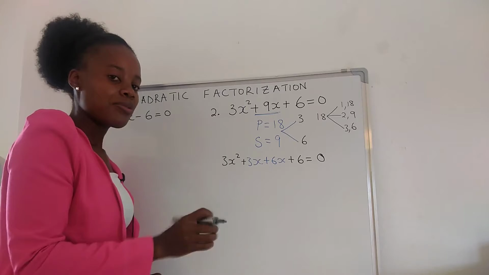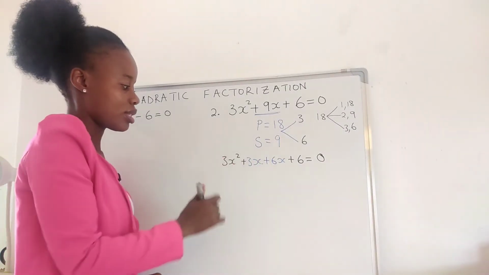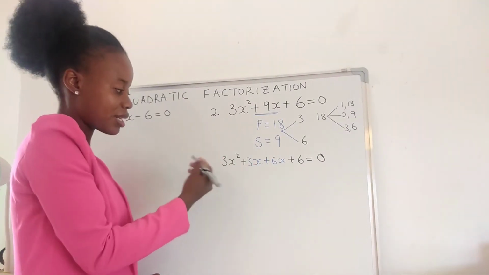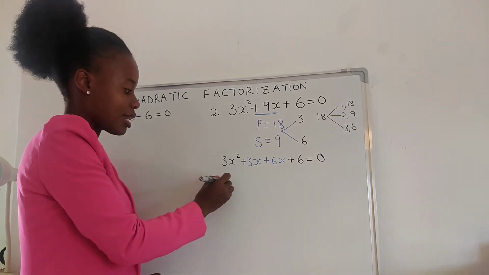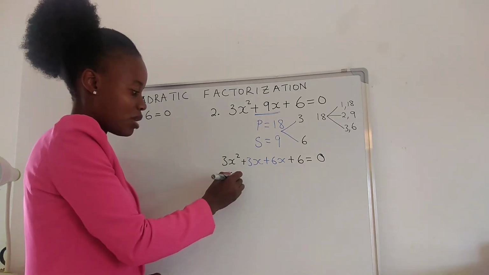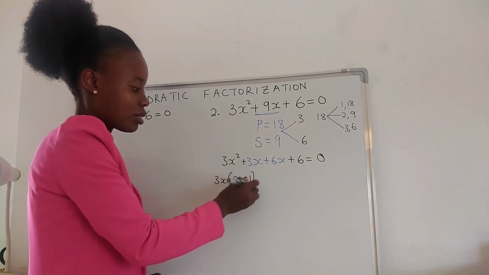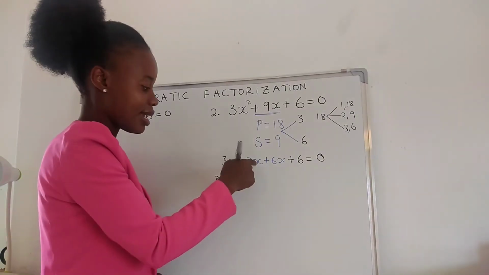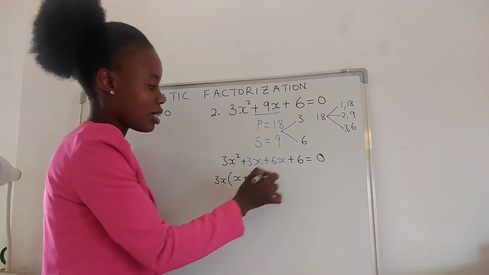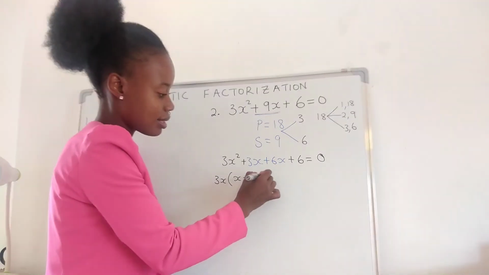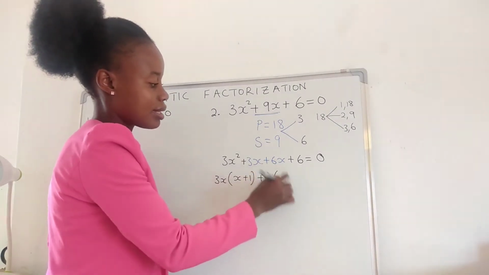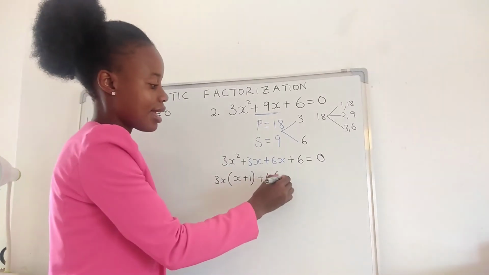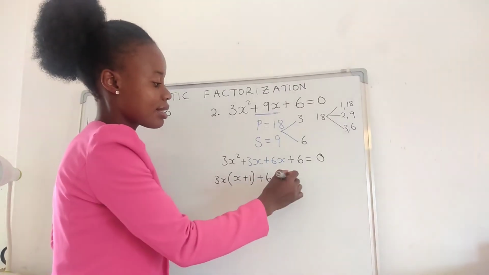We're going to factorize. Between these two, the common factor is 3x. So we're going to take 3x outside. Inside, you're going to be left with x plus 1. Okay? So 3x squared divided by 3x is x. 3x divided by 3x is 1. Here, the common factor is 6. 6x divided by 6 is x. 6 divided by 6 is 1.